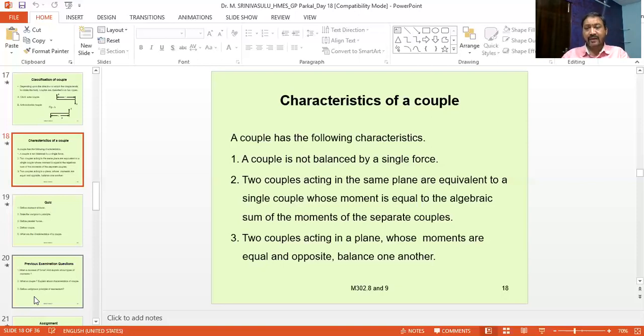Like that, we have so many examples, and this is very important in our daily life. So parallel forces and couples we often find in our daily life. So this is about the couple.